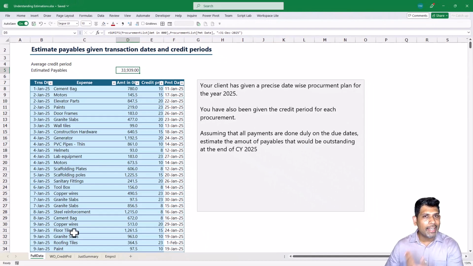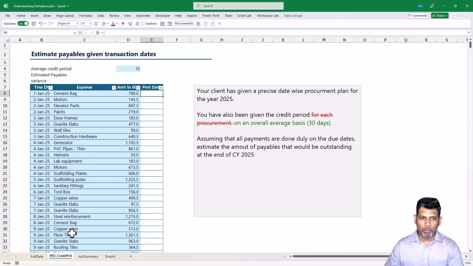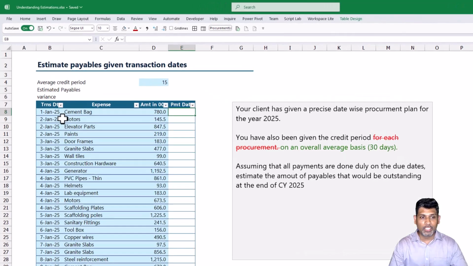Now let's go to the next problem. In the next problem, we almost have the same data that we had earlier with one exception. We don't have credit period for individual procurement. So how do we approach this particular case? How do I get the payment date?